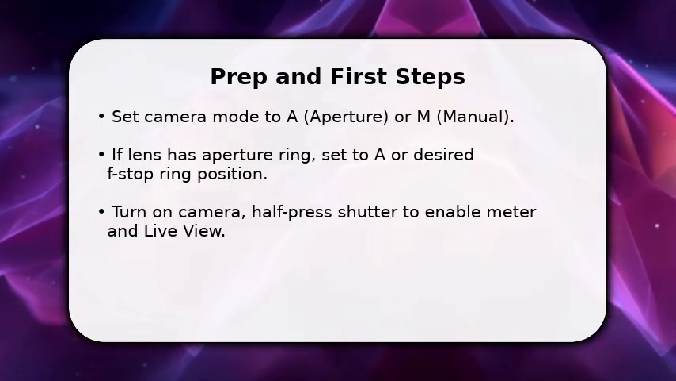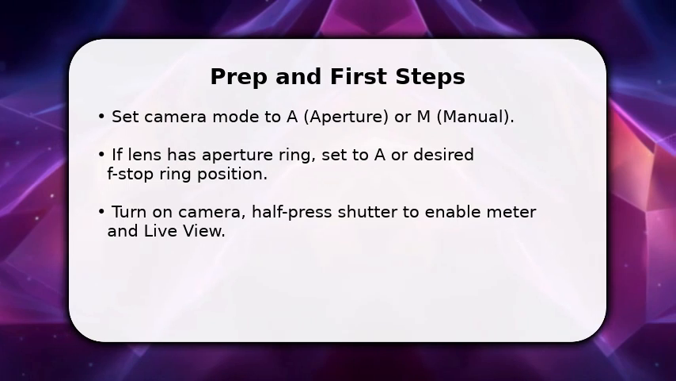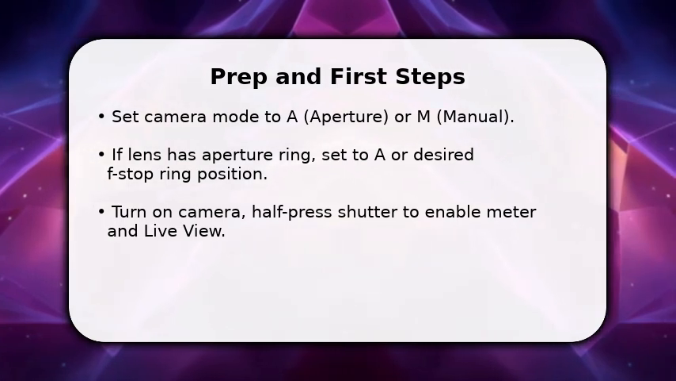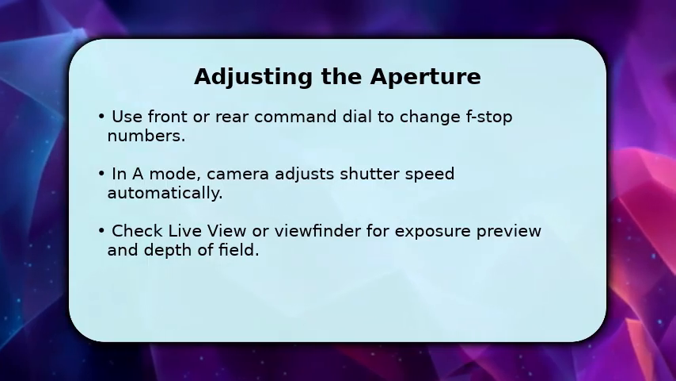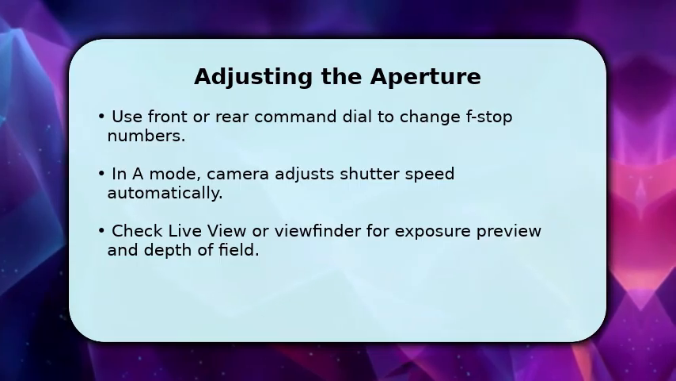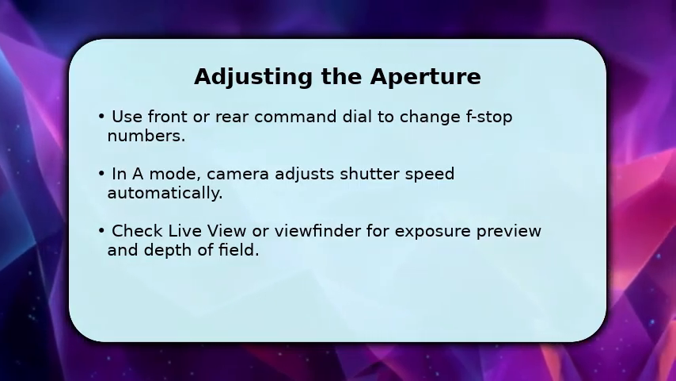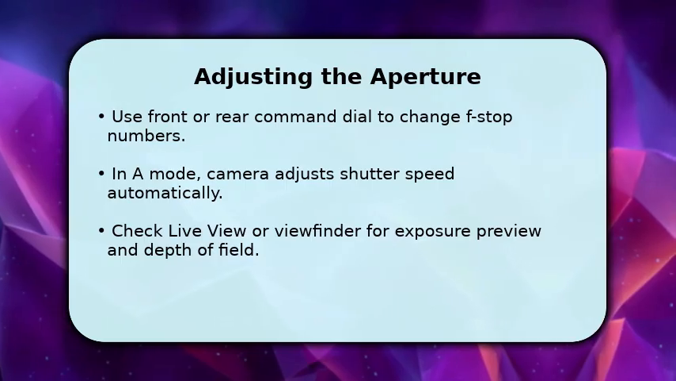Now you're ready to change the f-stop using the command dial. You change the f-stop by rotating the appropriate command dial. On entry-level bodies, that's usually the rear dial. On some pro models, use the front dial or press an aperture button while turning a dial. In A mode, the camera will change shutter speed for correct exposure, so you're only deciding depth of field.